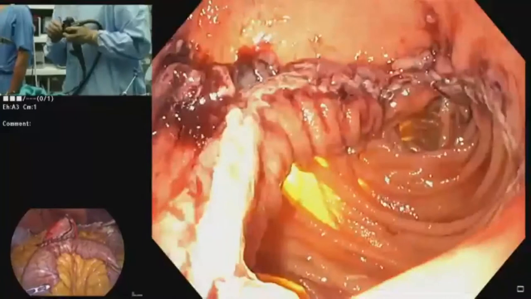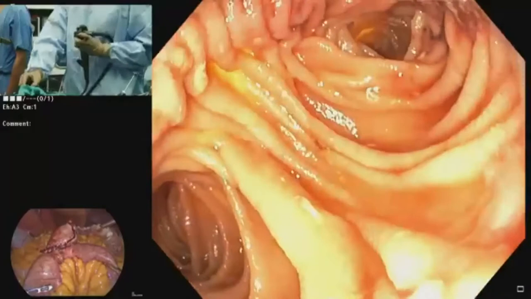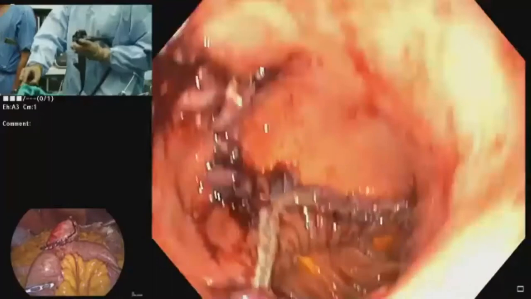This is the efferent loop, and there is the afferent loop. I take the scope back so you can see both the loops very nicely. That's the beautiful anastomosis. It does not bleed. This is the staple line.